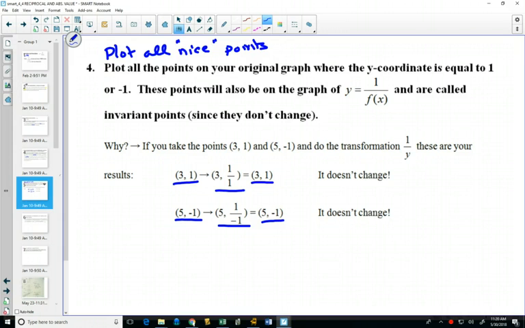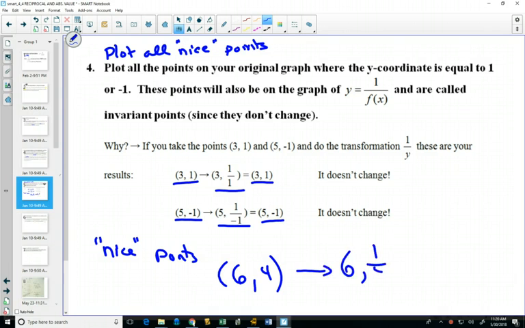But any coordinate that you have, if you had, like when I'm talking about nice points, right? If I have the point 6, 4, that's a nice looking point. What's going to happen to it? All that changes is your y value becomes 1 over y. So any kind of nice points you have, you can change that.